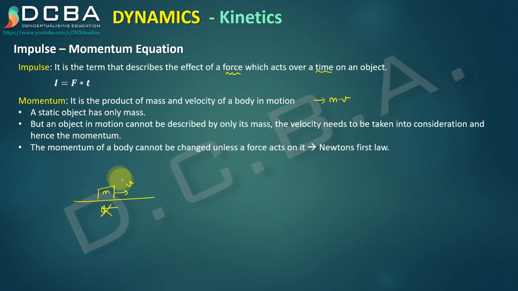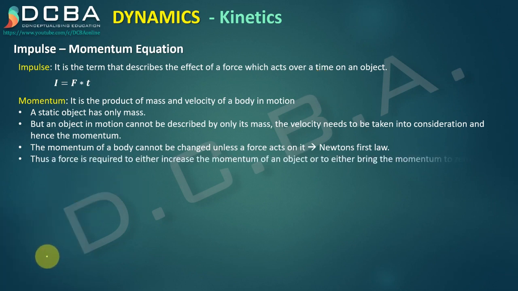So an external force can increase the velocity, or it can decrease the velocity, meaning that it can either increase the momentum or decrease the momentum. Hence from this we understand that a force is required either to increase the momentum of an object, or to bring the momentum to zero, or rather to decrease the momentum.